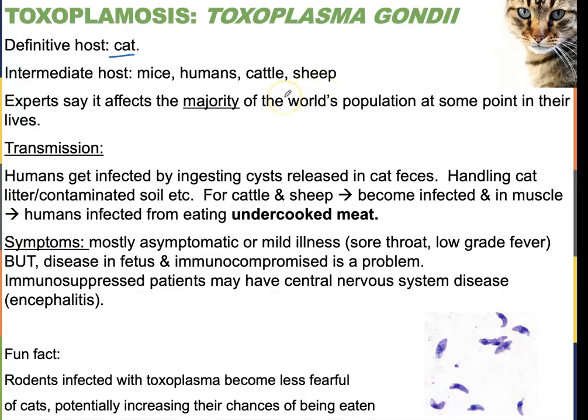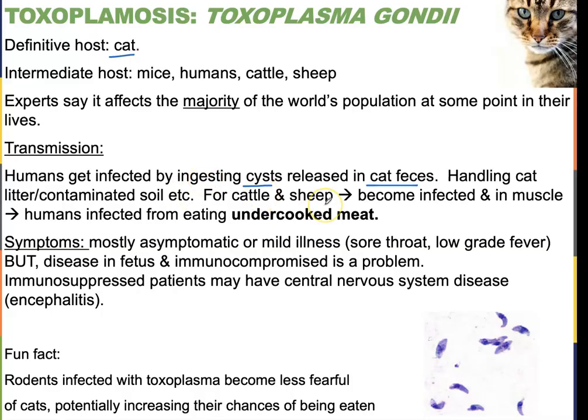Experts say that the majority of the world's population has at some point been in contact with Toxoplasma gondii. The way it's transmitted to you is by ingesting the cysts. Toxoplasma does form a cyst in the feces of cats. So if you own a cat, be careful with that cat litter. Handling cat litter or soil maybe contaminated by feces is going to be the predominant way that people get infected. If you don't wash your hands afterwards or are just not careful, you can infect yourself.